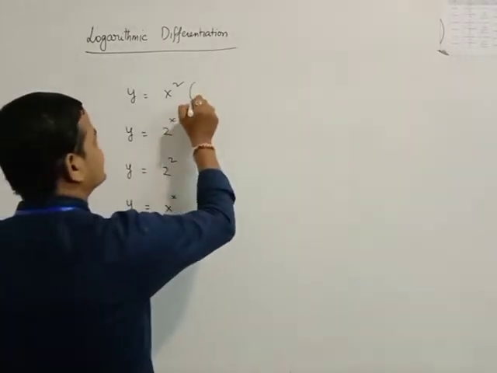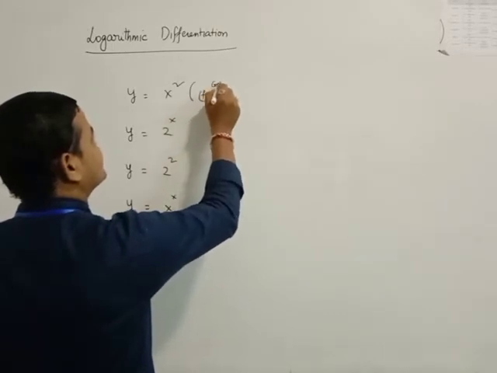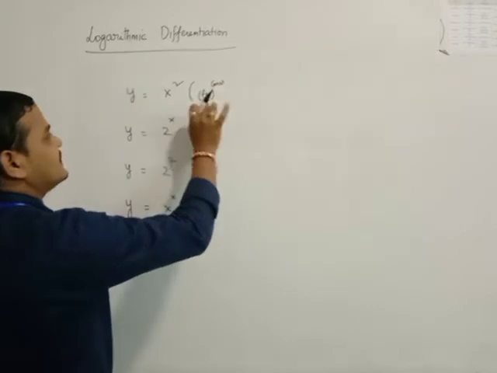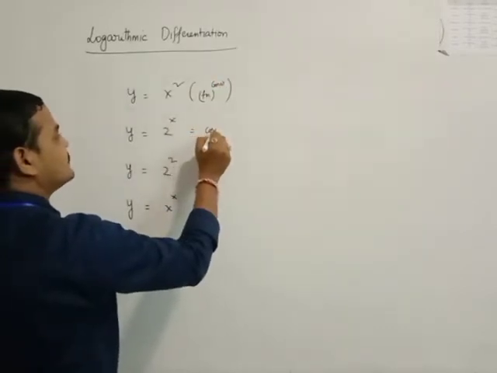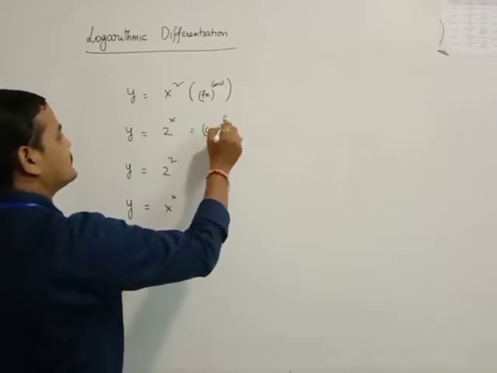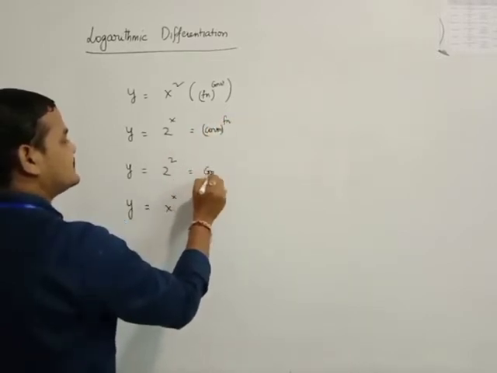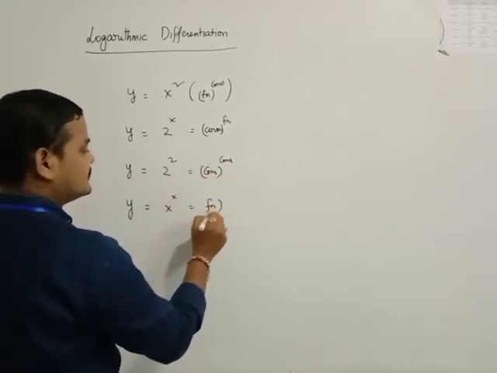So these are functions of the model: function to the power of constant. In the second, x is a function and 2 is a constant, so it is constant to the power of function. Then it is constant to the power of constant. And again, it is function to the power of function.